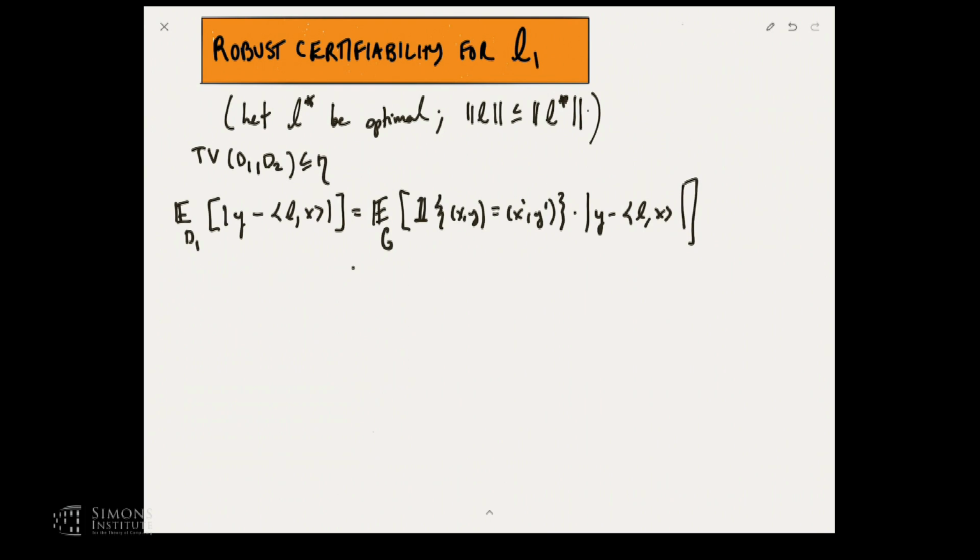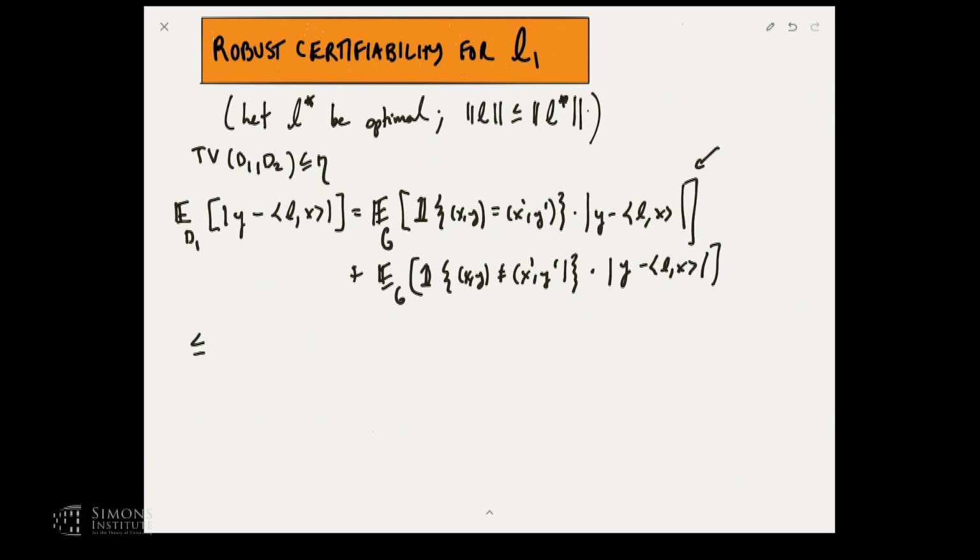And then the other case is that xy does not equal x prime y prime, times y minus Lx. Okay. So far, I think this is pretty good. I haven't screwed it up yet. So I have these two terms. Okay, let's look at the first term.